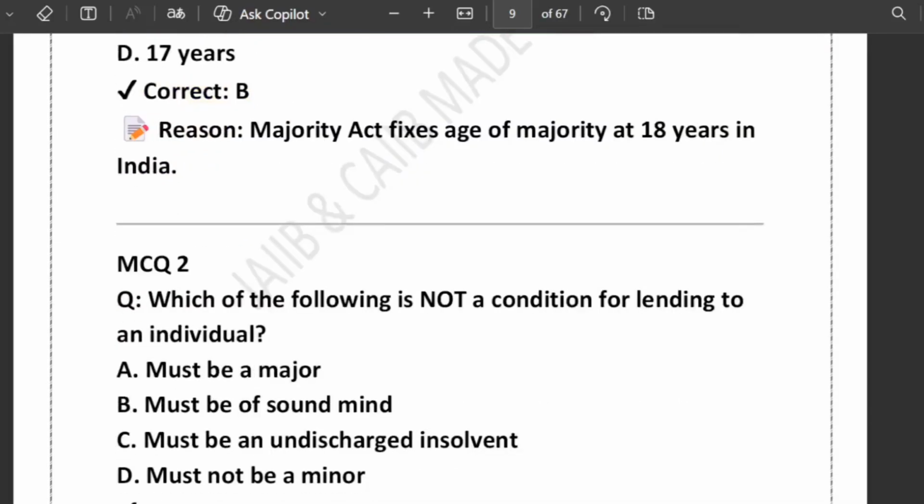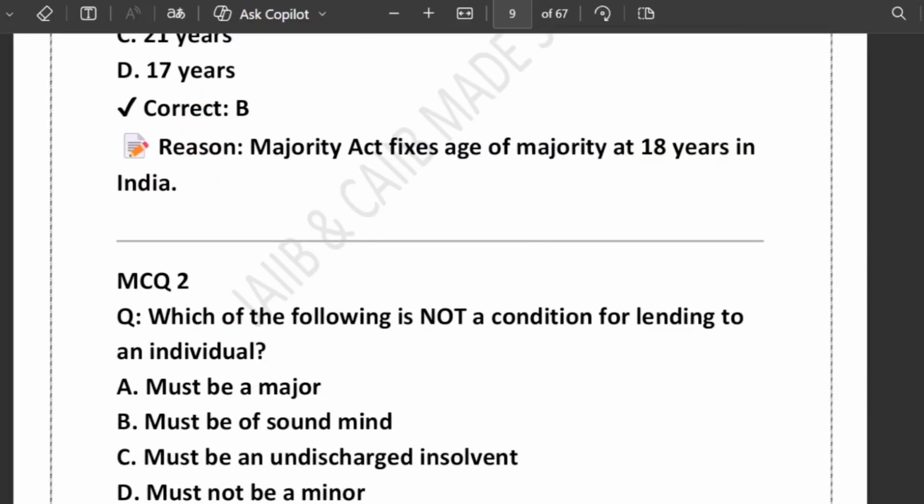Next question. Which of the following is not a condition for lending to an individual? Not a condition. See the word clearly. They have written not a condition. Must be major, must be of sound mind, must be an undischarged insolvent, right? And must not be a minor. What do you think? So it is a very good question. They are asking you, not a condition, right? So what do you think is the correct answer to this particular question?